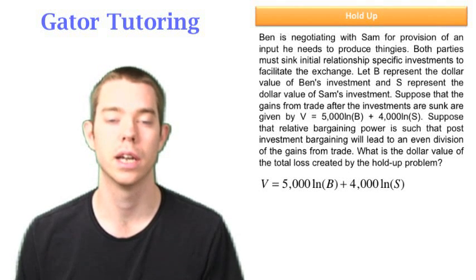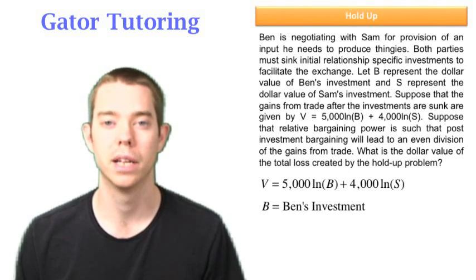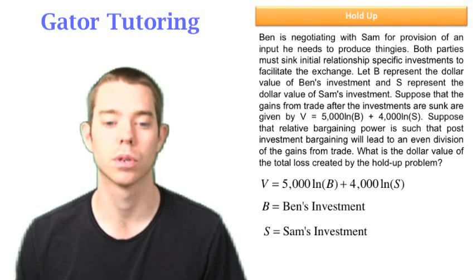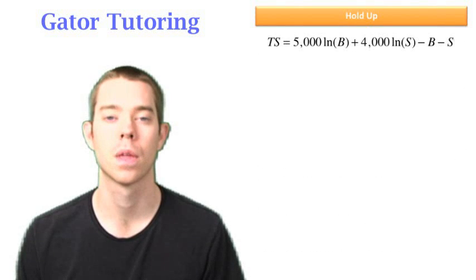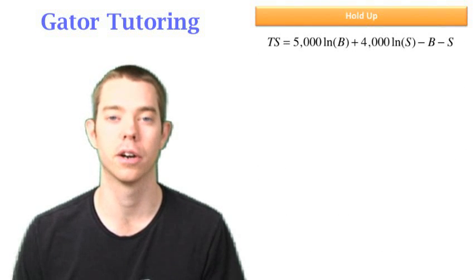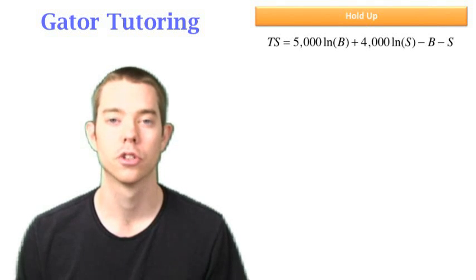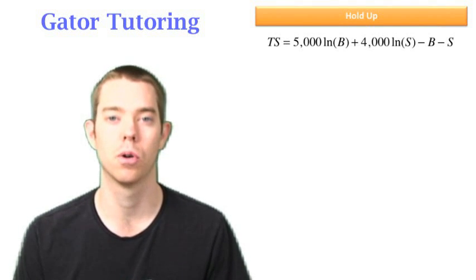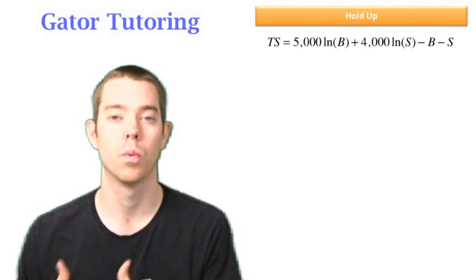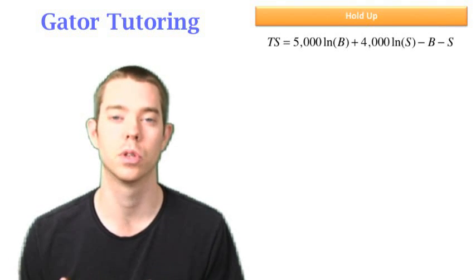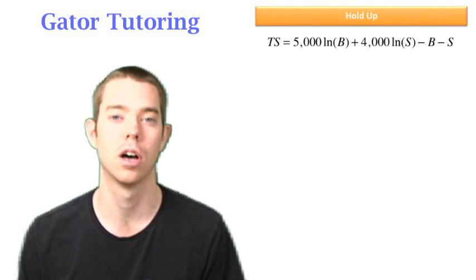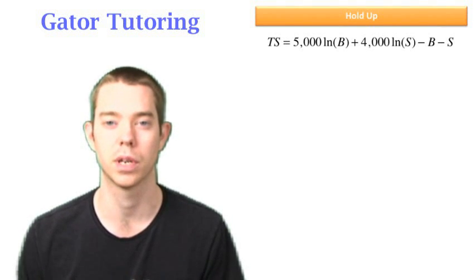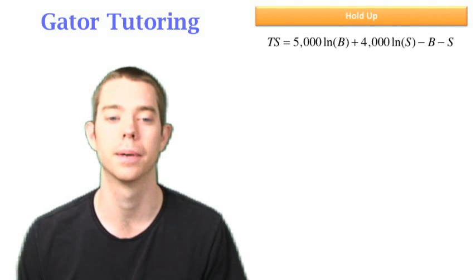We know that the value they create is given by this. B is equal to Ben's dollar investment, and S is equal to Sam's dollar investment. So total surplus is this. So from here, we're going to compare, and the question is asking us for the total loss created because of the holdup problem. So we're literally going to look at total surplus without holdup, total surplus with holdup, and see the difference between those two numbers. We're able to enter a positive number because it's asking us for the loss, so it's accounting for the negative sign, and we can enter a positive number into our problem set.